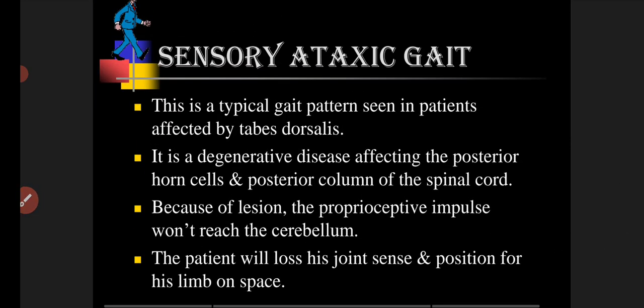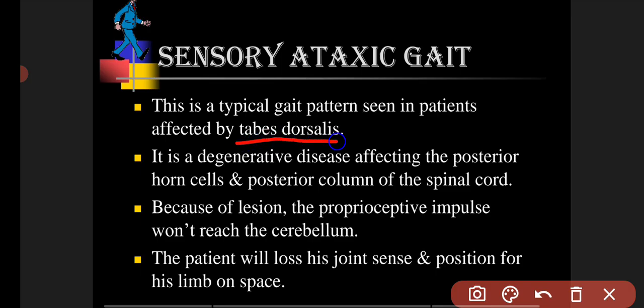Sensory ataxic gait. It is a typical gait pattern seen in patients affected by tabes dorsalis. It is a condition that occurs due to sensory dysfunction. Tabes dorsalis is a degenerative disease affecting the posterior horn cell and the posterior column of the spinal cord.